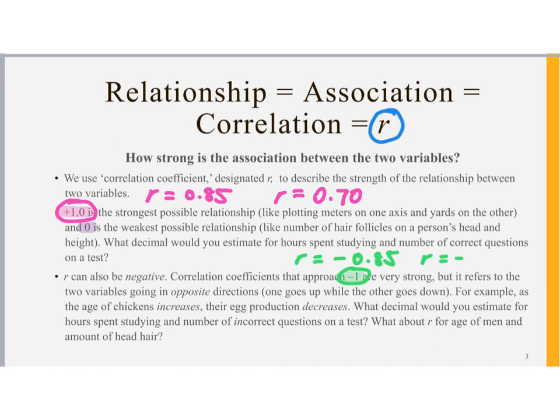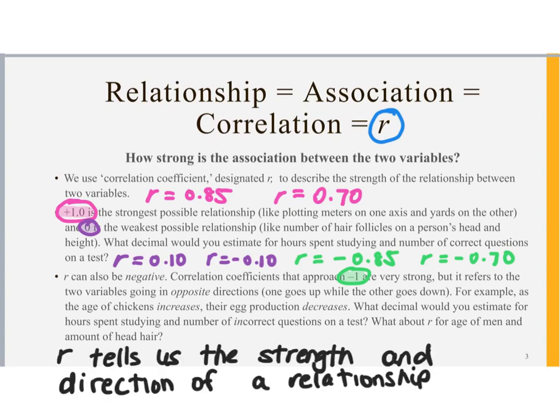If we get R equals -0.70, this is a strong negative correlation. Correlations that are close to but not exactly 0 are considered weak. So if I had a correlation equal to 0.10, that's pretty close to 0. That one's considered a very weak correlation. Similarly, if I get R equals -0.10, this is another very weak correlation. So when we're looking at an R value, we can tell two things: the strength of the relationship between the two variables and the direction of the relationship between two variables.